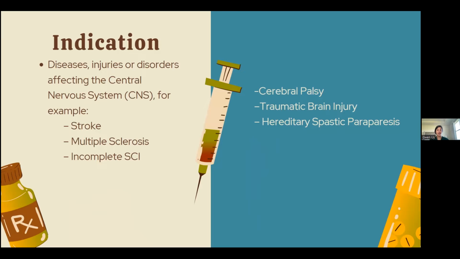It is well indicated for patients who have central nervous system injuries or disorders, for example, stroke patients, multiple sclerosis, incomplete SCI, since patients need an intact sensory system while using the electromagnetic PAMS, cerebral palsy, traumatic brain injury, and hereditary spastic paraparesis.